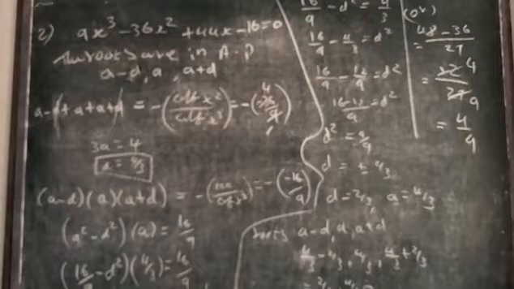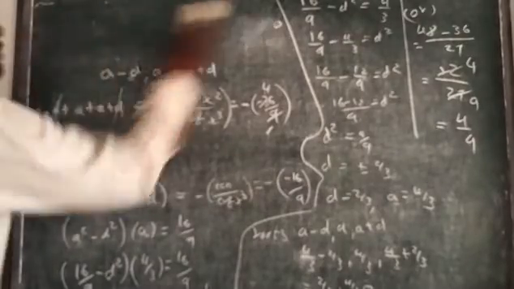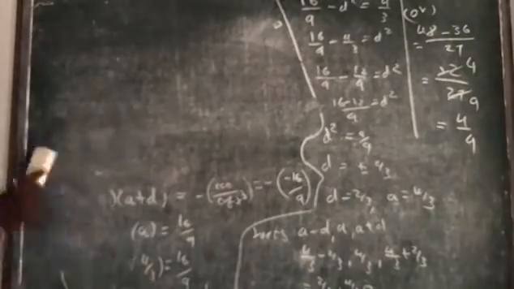In the same way, we have one more sum. They asked for the roots in geometric progression. The second sum had the roots in AP. The third sum they have given has the roots in geometric progression.